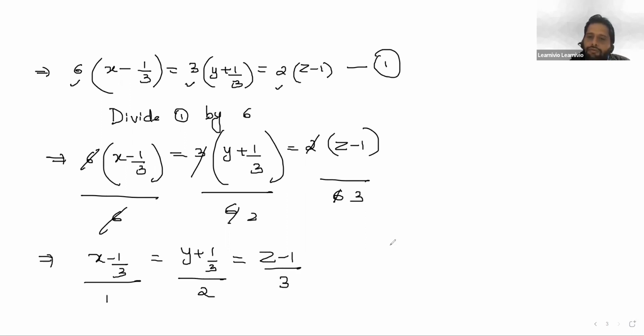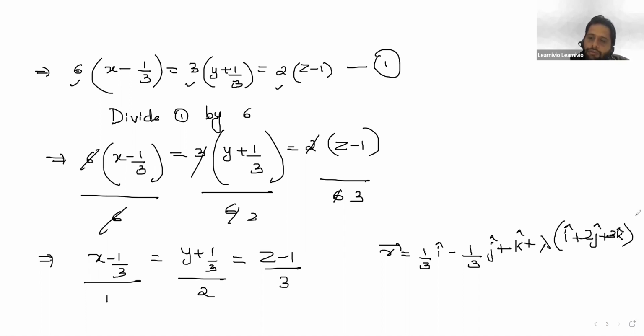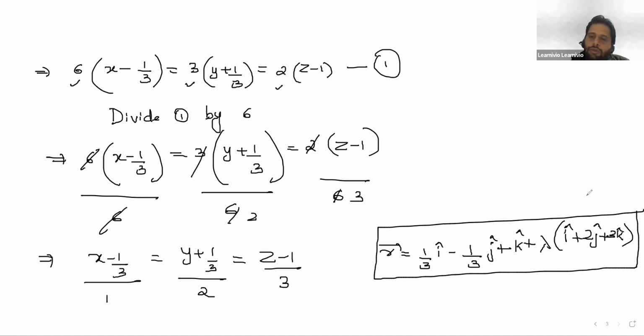Is it clear, Zephyr? Yes, sir. So this is r. What you will get here is r is equal to 1 by 3 i cap minus 1 by 3 j cap plus k cap, plus lambda times i cap plus 2 j cap plus 3 k cap. Okay, great. Note this down, confirm with me, then I will change the slide.